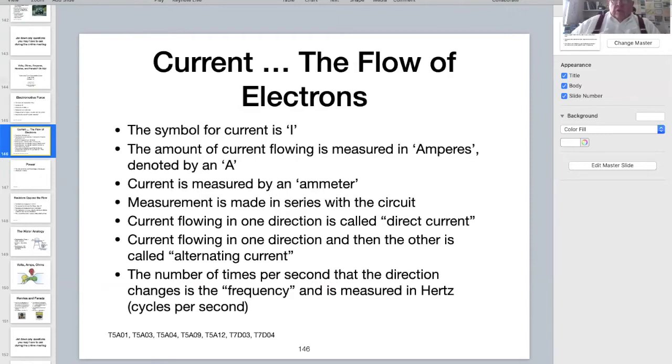Current can flow in one direction, called direct current. It can also flow in one direction and then the reverse direction, called alternating current. The number of times a second that the direction changes is the frequency of the current and is measured in hertz, that is, cycles per second.